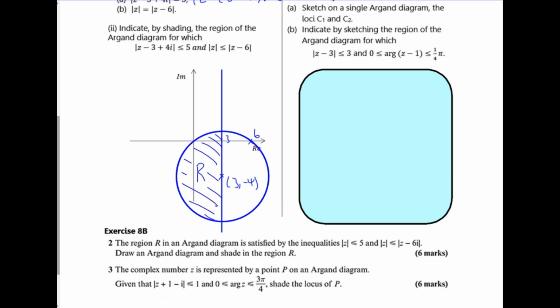Again, if you were unsure, you can test a point. So you could test 0 in this, and you'd get 0 on the left-hand side and 6 on the right-hand side, which is correct. Please pause the video and have a go at the U-try, and I'll reveal the answer in a couple of seconds.